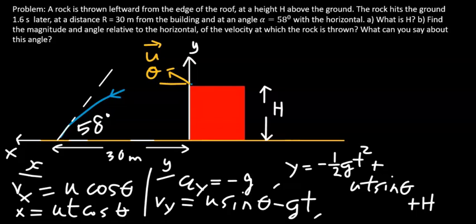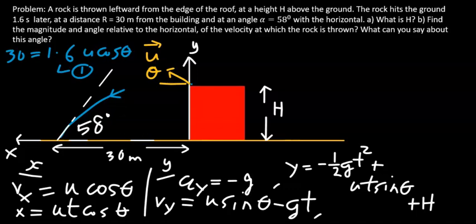Now we know the rock hits the ground 1.6 seconds later, and it hits the ground 30 meters from the building. So that means we need to use that equation. When x is 30, t is 1.6 seconds. So 30 equals 1.6 seconds times u cosine theta. Let's call this equation 1.